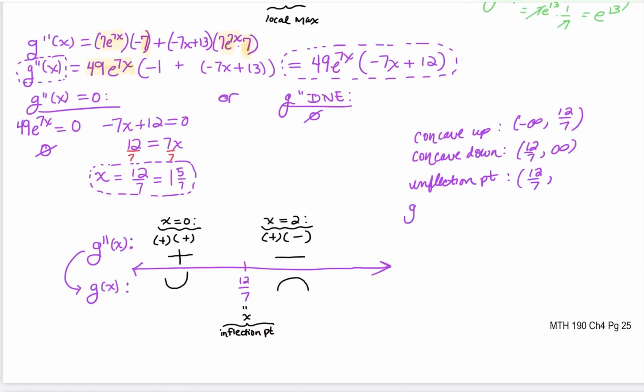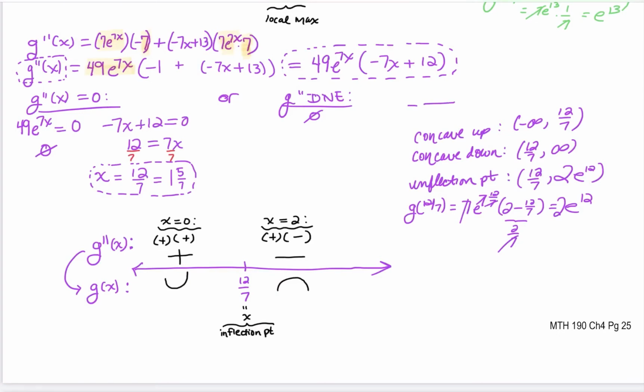So my g of 12/7 is 7e to the 7 times this 12/7. So those 7s would reduce, times 2 minus this 12/7. And so 14/7 minus 12/7, this whole thing here, this would be 2/7. Those 7s would reduce. And so we would end up with e to the 12th and then this extra factor of 2 here. So we're going to end up with 2e to the 12th.